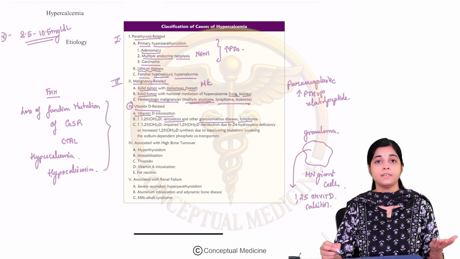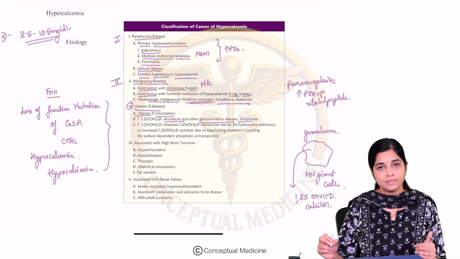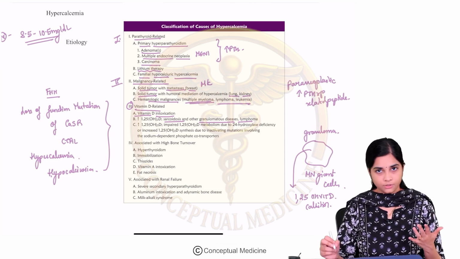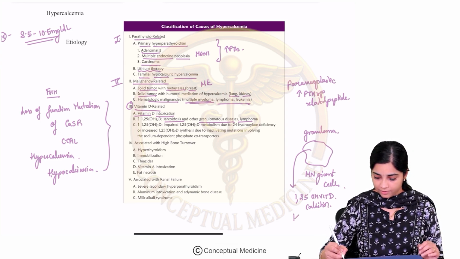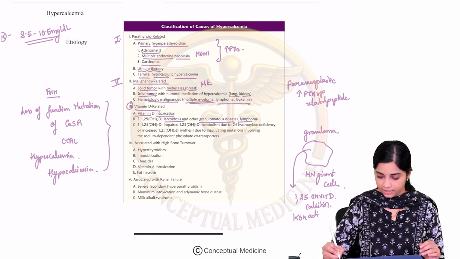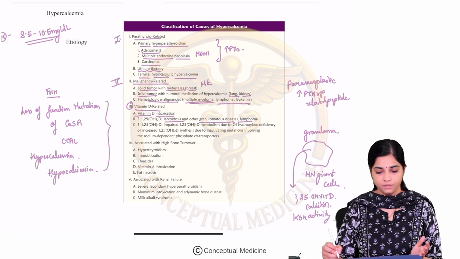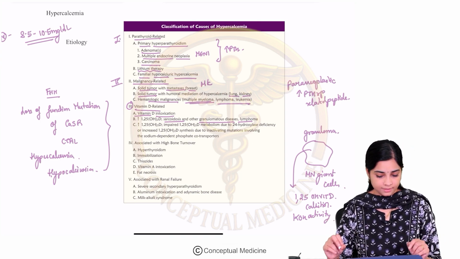So the granuloma itself can start producing. That is the reason why you can have hypercalcemia here. Because of ectopic 1,25-hydroxy vitamin D production, because this granuloma can have 1-alpha hydroxylase activity, which is the enzyme required for production of 1,25-hydroxy vitamin D. Okay, so this is the reason why in granulomatous diseases you can have hypercalcemia.